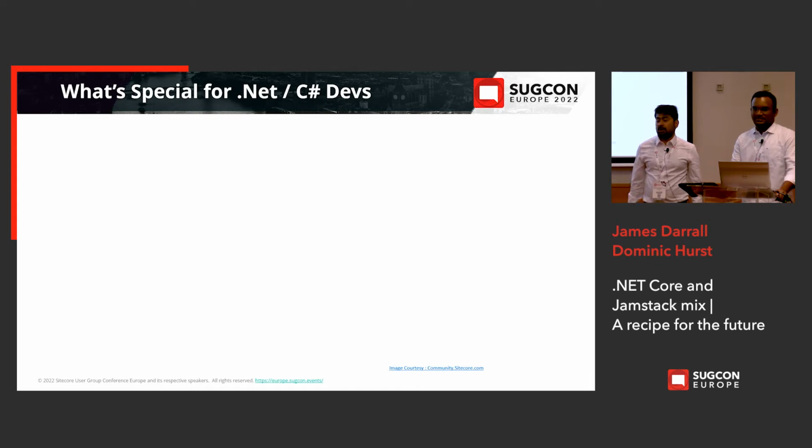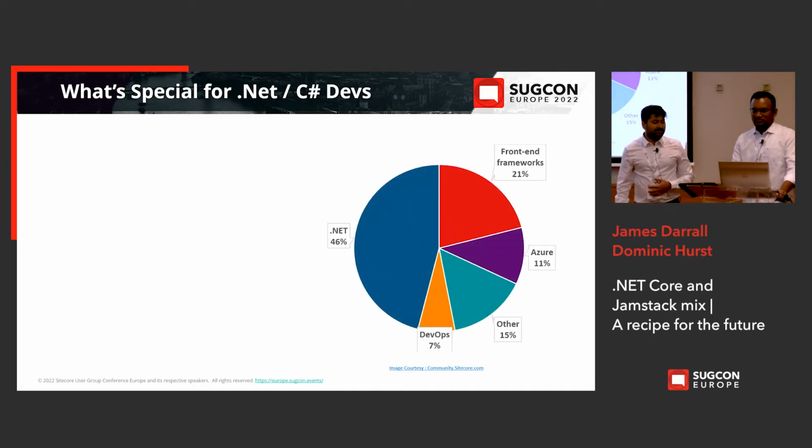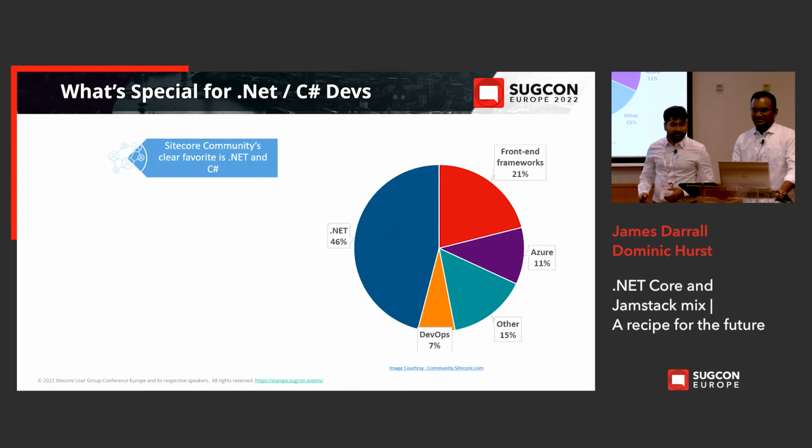How many of you are working in front end stack like Next.js, React and stuff? Okay. Still a lot, but not as much as the backend developers, right? So let's see this pie chart. I took this pie chart from community.sitecore.com, and you see the clear winner here. The Sitecore community's clear favorite is .NET and C#. Just to highlight, this survey was taken 3 years back, but looking at the survey that we took a moment ago, it's still the same, right? So the backend is the clear favorite for Sitecore.